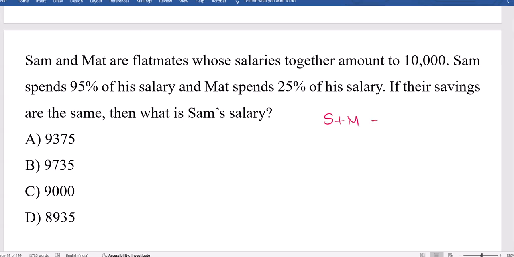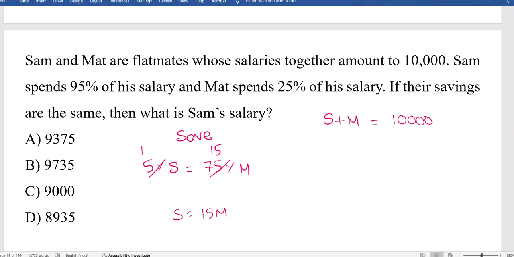Sam plus Matt together equal to 10,000. Fine. Sam spent 95%. So how much is available? 5% of Sam's salary is equal to, this is saving. Savings are same. 95 spent by Sam, so available is 5%. Matt spent 25, available 75%. Now clearly Sam's salary is 15 times of Matt's salary. Now, if you substitute that, 16 times of Matt's salary is 10,000. Matt's salary will be, if it is divided by 16, 625. Obviously, Sam's salary 9,370.